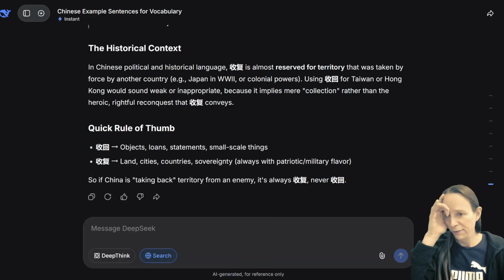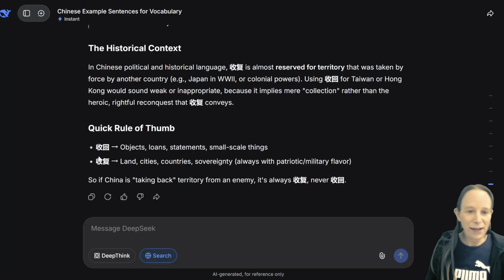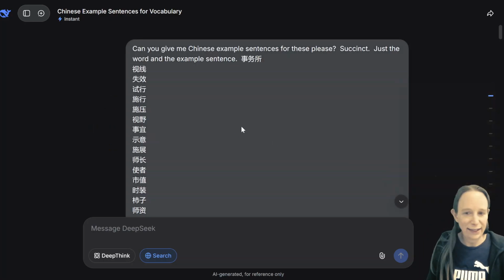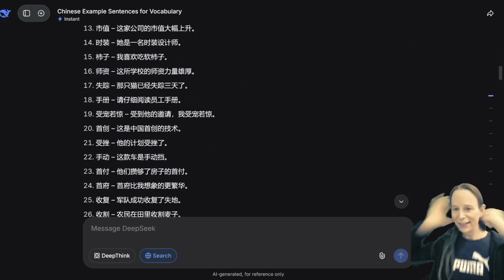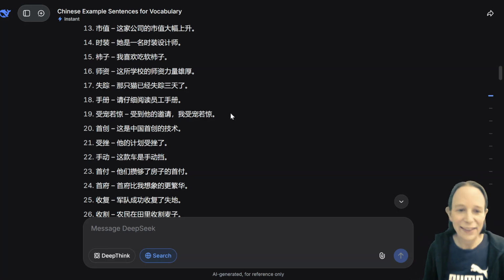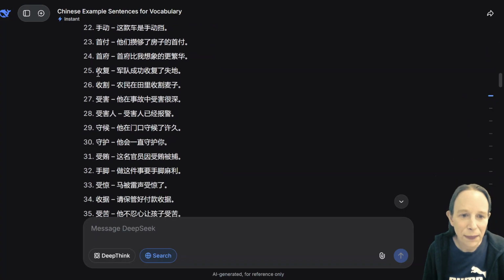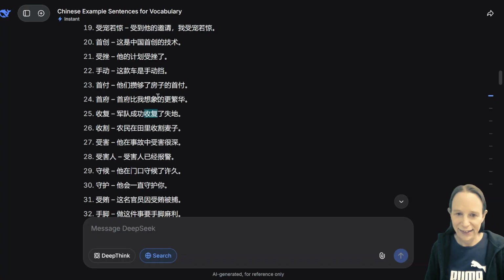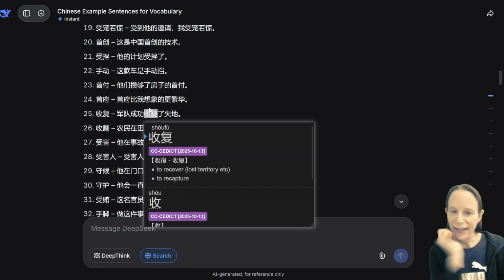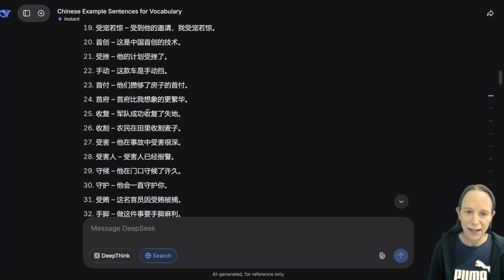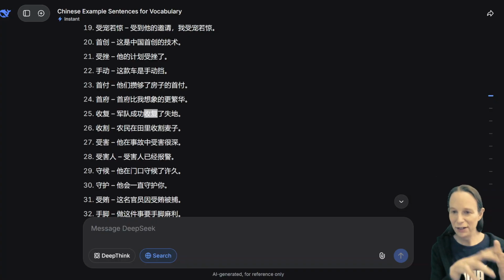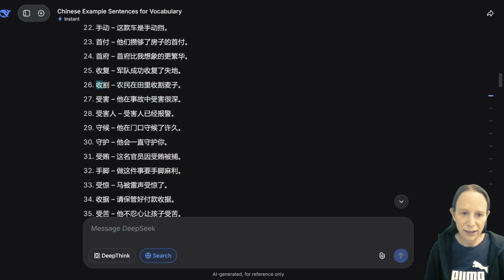So, recovering land that's been stolen or occupied. Maybe I don't want to go too far down here because it's going to get political, isn't it? It's going to get to a topic where I don't want to say things that are inappropriate accidentally because I don't know everything about everything. 收复. But yeah, so we're recovering land that has been occupied by an enemy, recaptured. So it was once ours, it's been occupied, and now we're recovering it.